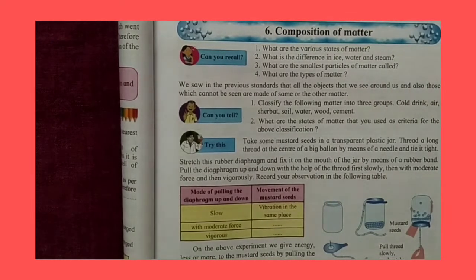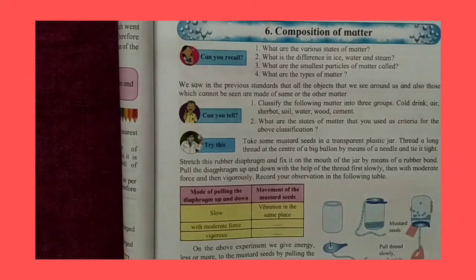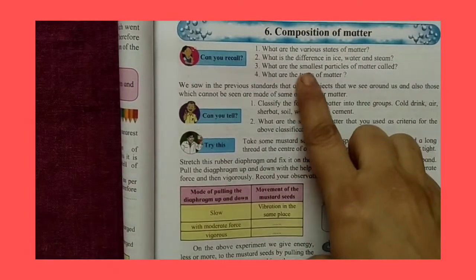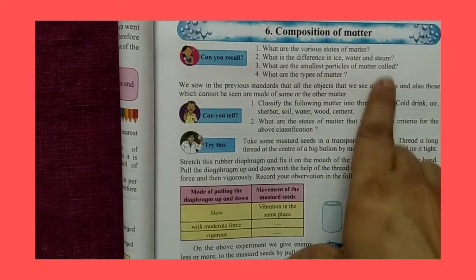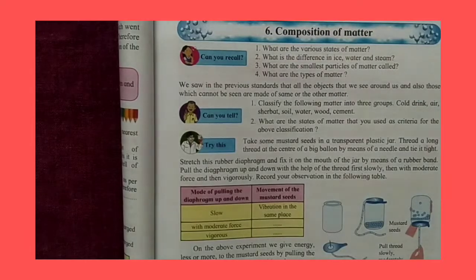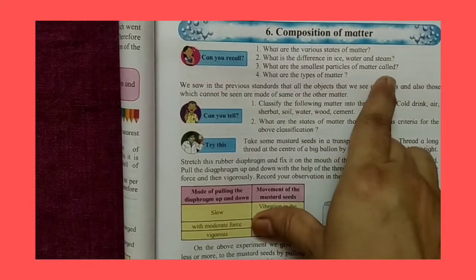can see two states of this matter, that is we see the ice in the fridge, we see the water, and when we boil water we see the water vapor also or the steam also. So these are the three states of the same substance, that is water. So what is the difference in ice, water and steam? That is their state. When we melt the ice it becomes water, and when we boil the water it becomes the steam. Now what are the smallest particles of matter called?